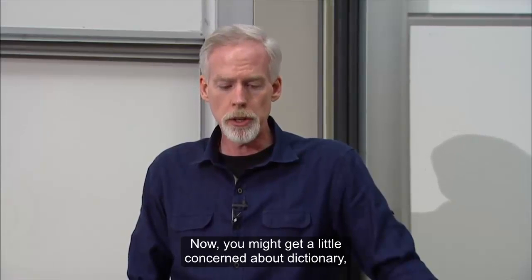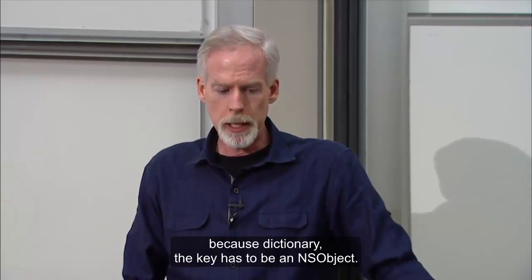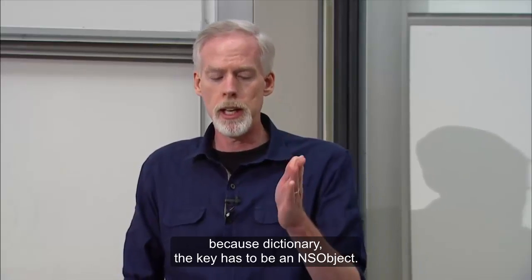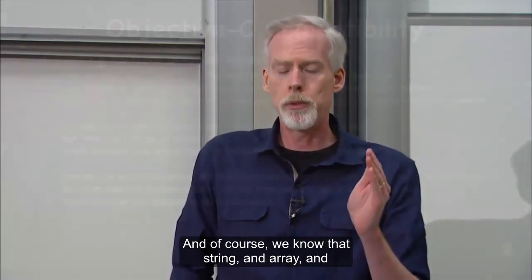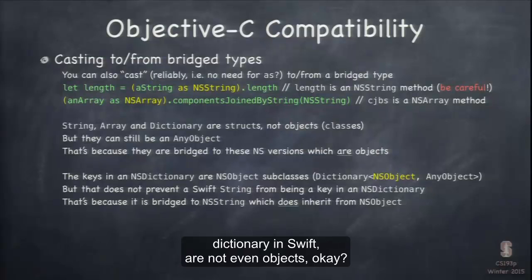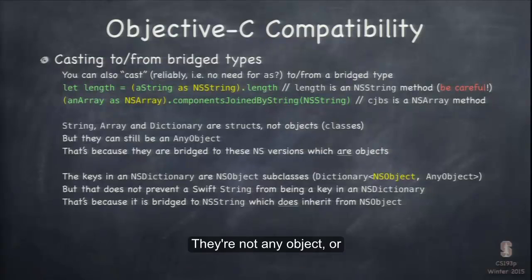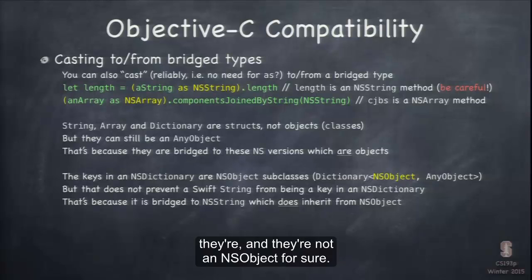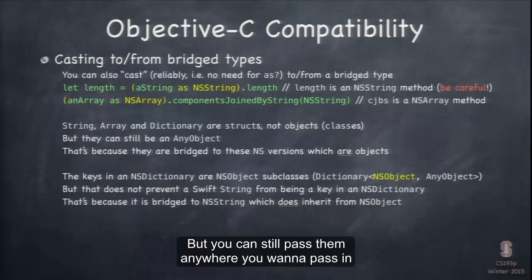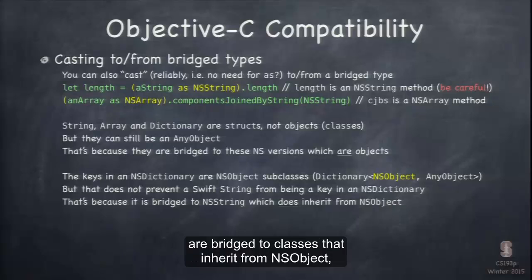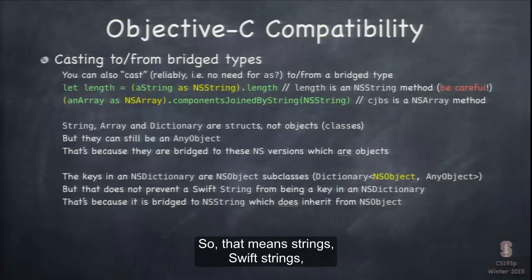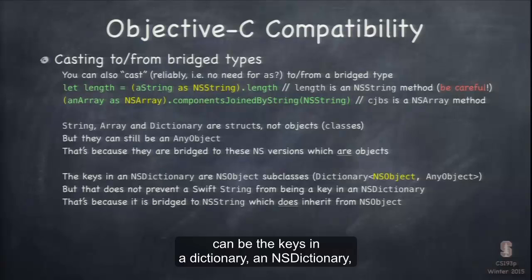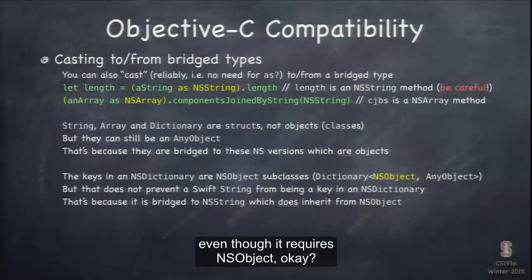Now, you might get a little concerned about Dictionary because the key has to be an NSObject. And of course, we know that String and Array and Dictionary in Swift are not even objects. Okay? They're not AnyObject, or they're not an NSObject for sure. But you can still pass them anywhere you want to pass an AnyObject or a subclass of NSObject because they are bridged to classes that inherit from NSObject, because NSString, NSArray, and NSDictionary all inherit from NSObject. So that means Swift Strings can be the keys in an NSDictionary, even though it requires NSObject, okay?